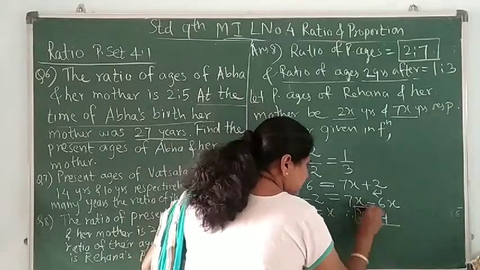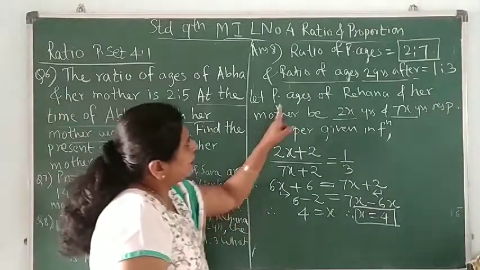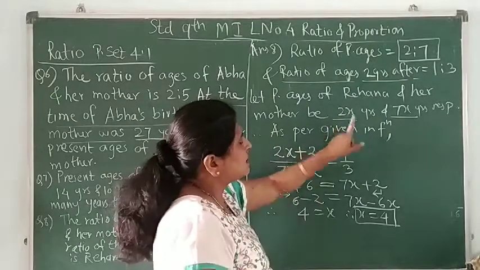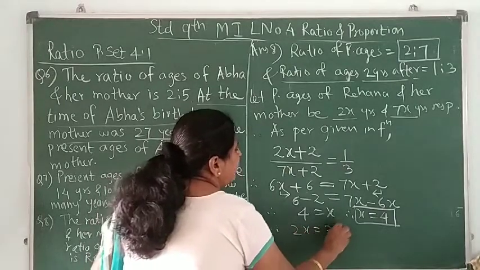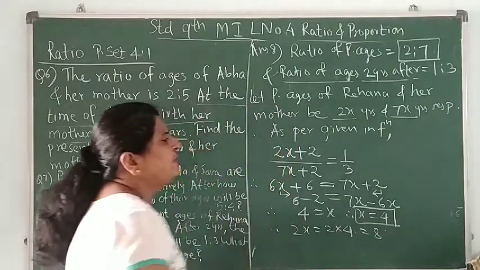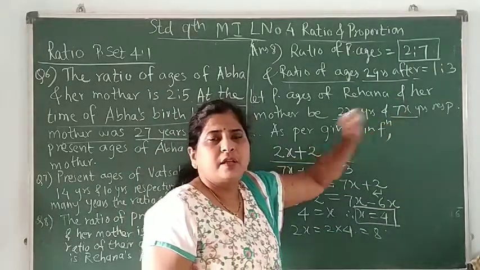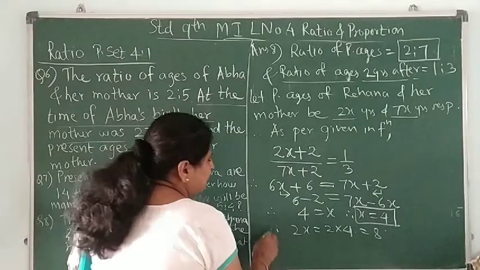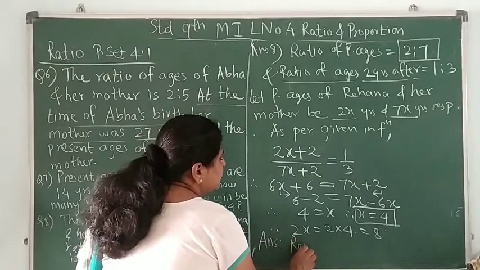But is that your answer? Your question is, what is Rehana's present age? The present age of Rehana is 2x. So our answer is not x, we have to find 2x. Therefore x is 4, so 2x is going to be 2 into 4, that is 8. This is the present age of Rehana. And if you want to find the present age of her mother, then this number x should be multiplied by 7. So 7 4s are 28. That can be the present age of her mother. But as we want only Rehana's age, we will write this much only. And we will write the answer.